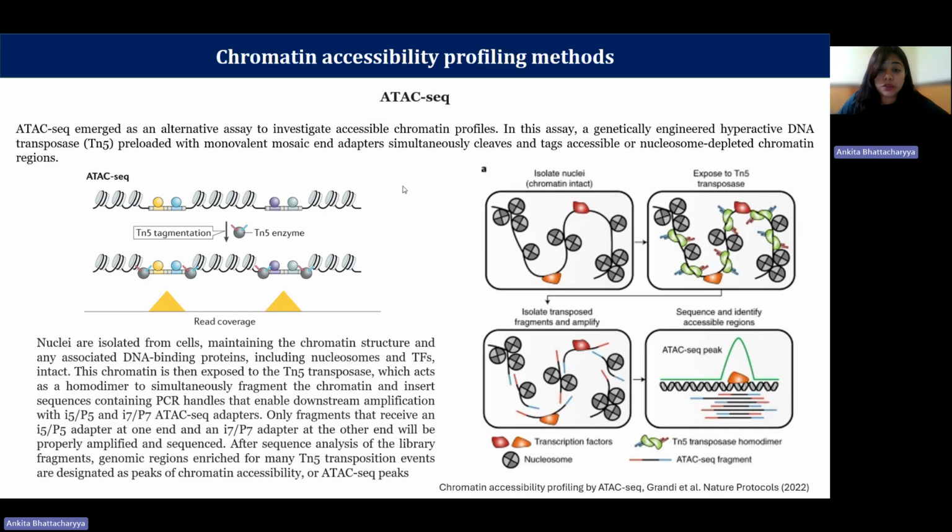So one of the major differences between this technique and others is that the T in ATAC-seq stands for transposase. So this transposase is, of course, an enzyme which, if you have studied about transposons before, you might be familiar with.